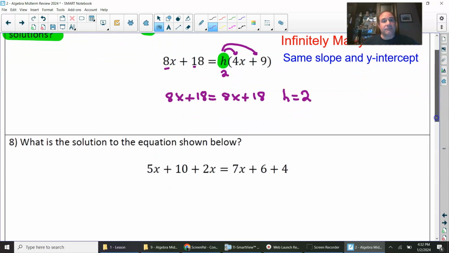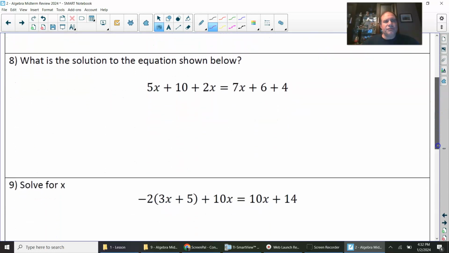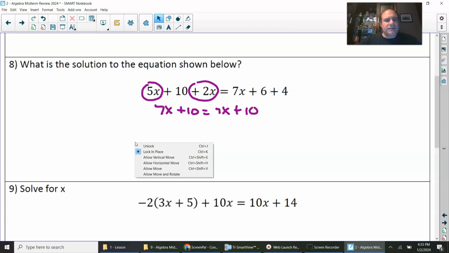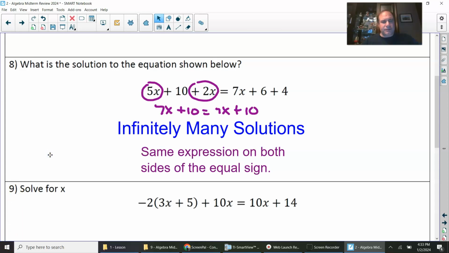What is the solution to the equation shown below? We have to combine like terms. So we have the 5x and the 2x, and that is 7x. I'm going to bring down the plus 10, and then equals 7x plus 10. And it's the same thing. It's infinitely many solutions. The same expression on both sides.